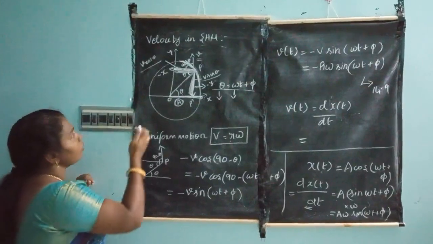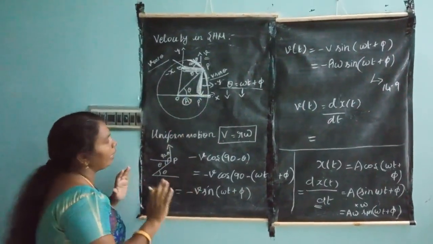Okay, see here. So this is v cos theta and this is v sin theta. Okay. Next, what am I doing here?